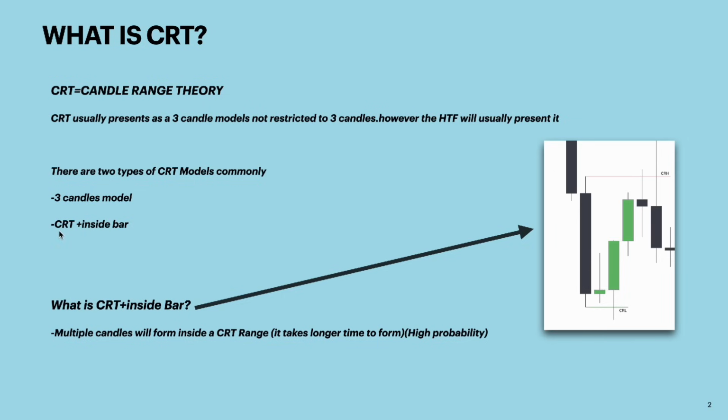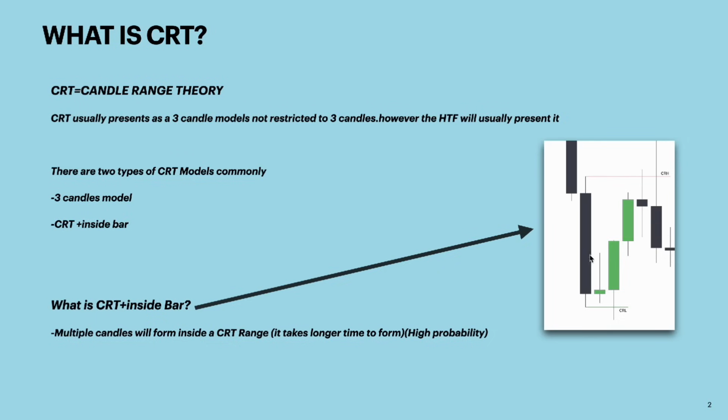There are two primary CRT models that can develop: the traditional three-candle model, which many are familiar with, and a more advanced version known as CRT plus inside bar. The CRT plus inside bar is often a higher probability setup, making it ideal for those seeking more reliable trades. So, what exactly is a CRT plus inside bar?